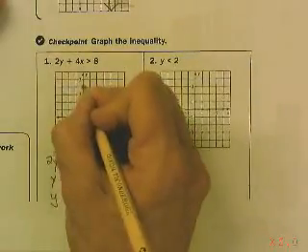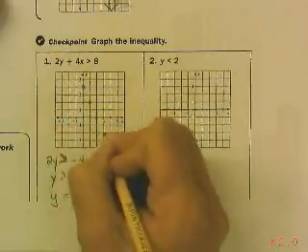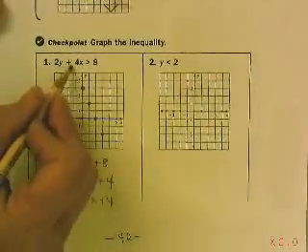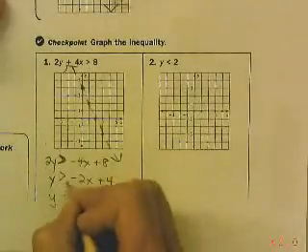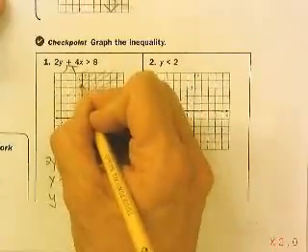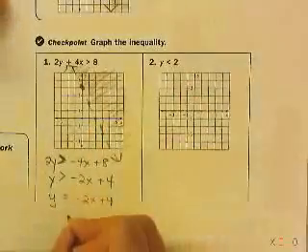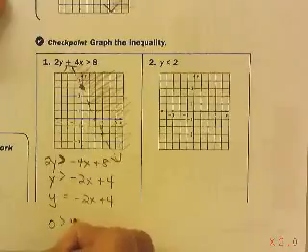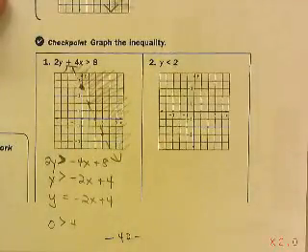So I go up to 4, down 2 over 1, down 2 over 1, down 2 over 1. And I'm going to make a dashed line. And I'm going to shade this side because this is where the y values are greater on the y axis. But then I'm going to test 0, 0 to make sure I'm right. Is 0 greater than 4? It is not. So the point 0, 0 should not be shaded in, and it's not.